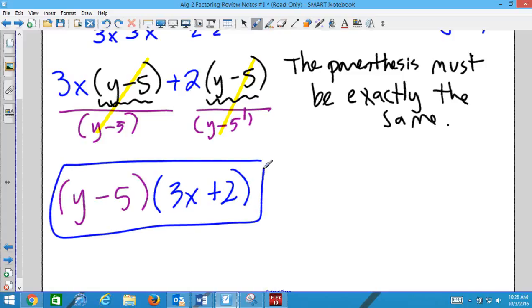So we need to see it again. Yes, I have another example. We're going to see it again.